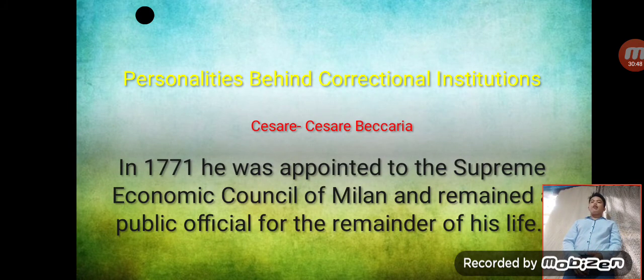So, in his public role, Beccaria became concerned with a large variety of measures including monetary reform, labor relations, and public education. A report written by Beccaria influenced the subsequent adoption of the metric system in France. So, next slide.